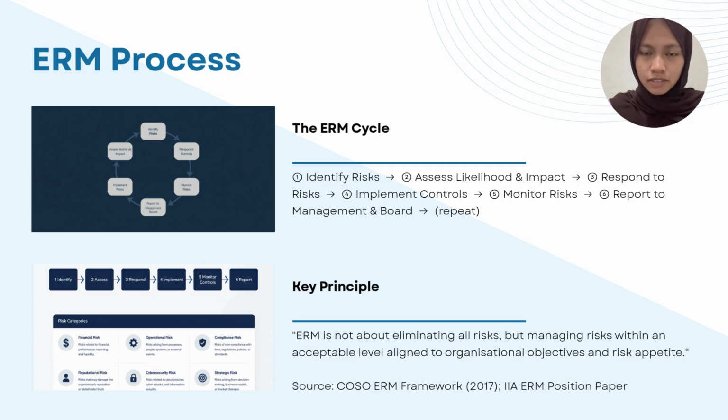And step 5 is monitor the risk. The organization continuously monitors risk and evaluates whether the controls remain effective. And the last step is report to the management and the board. Risk information is communicated to management and the board to support decision making and oversight. The cycle then repeats continuously as new risks emerge and the business conditions change.